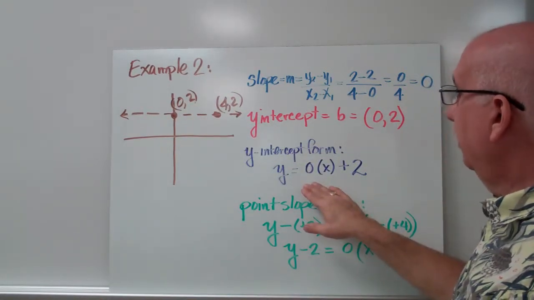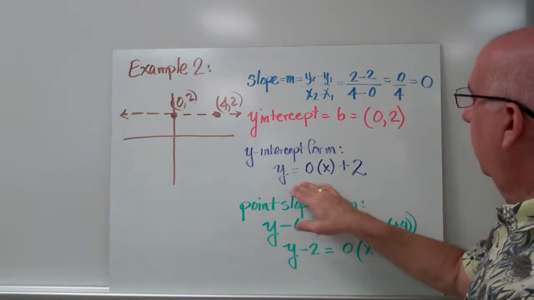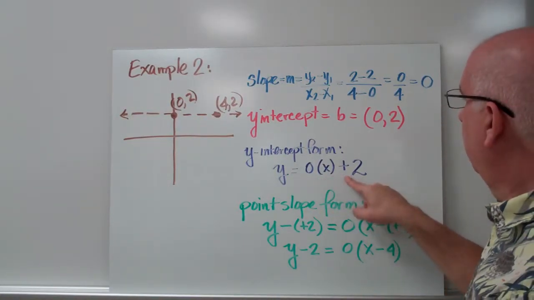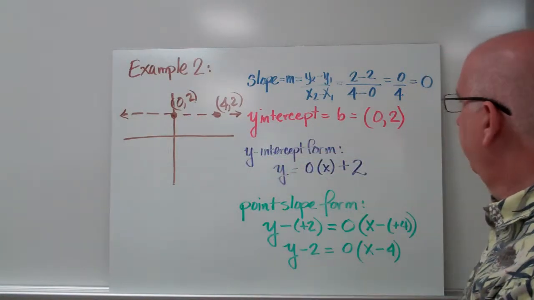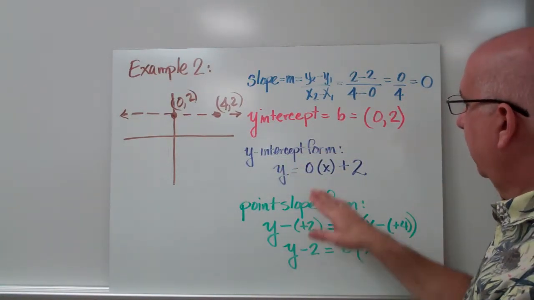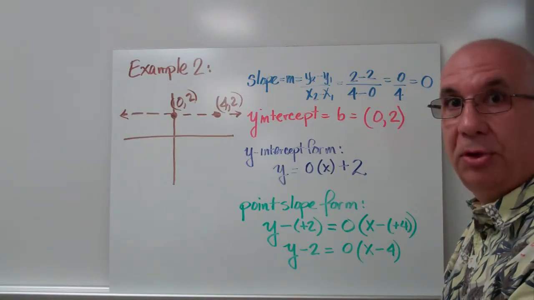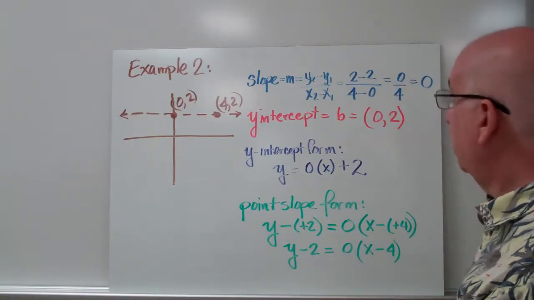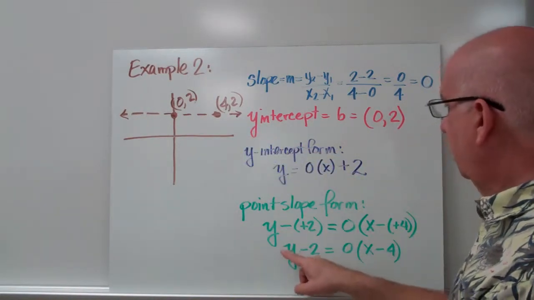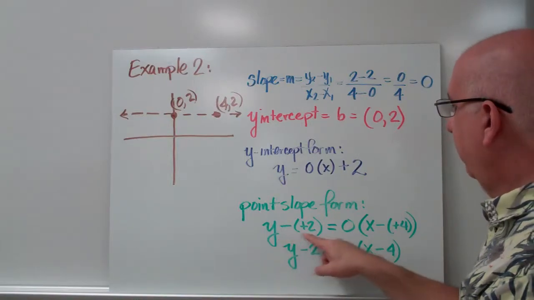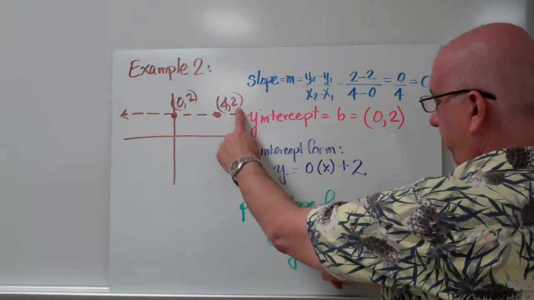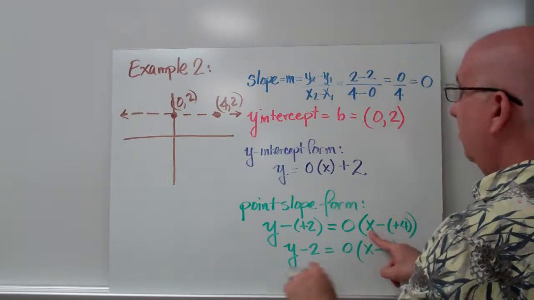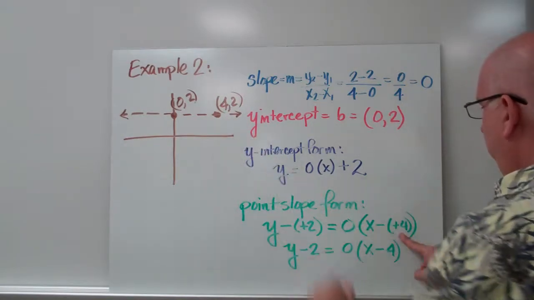I write the equation in slope-intercept form like this. Y is equal to m, which is 0, times x, plus the y-intercept of 2. I can simplify it and simply have y is equal to 2. Point-slope, I chose to use this point, so I substitute what I know. Y minus the y that I know, is equal to the slope, 0, times the quantity x minus the x that I know.